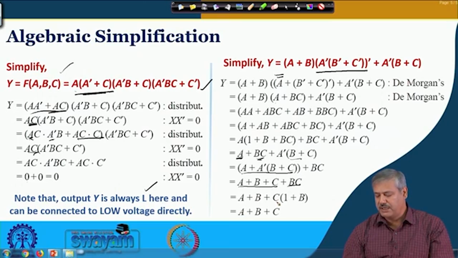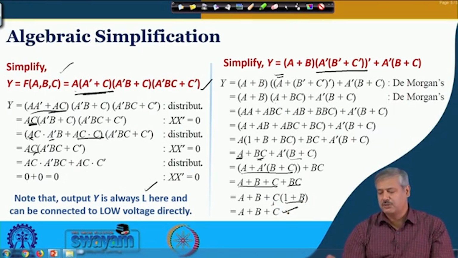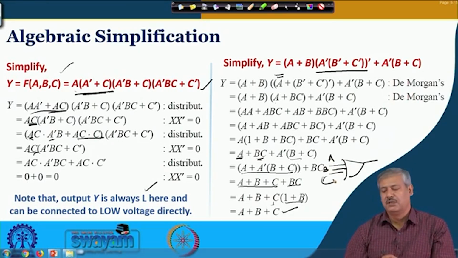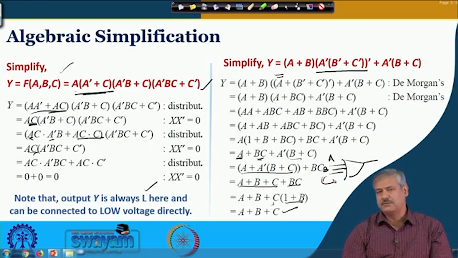So, again you can take C out and 1 plus B, again using the null theorem you get from this only C, because 1 or B is 1 only. So, final expression is A plus B plus C. So, what you require in this case is only, earlier it was just connected to ground, here you need only a 3 input OR gate, right, and you can realize the same expression, clear.